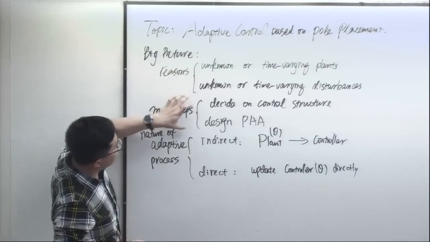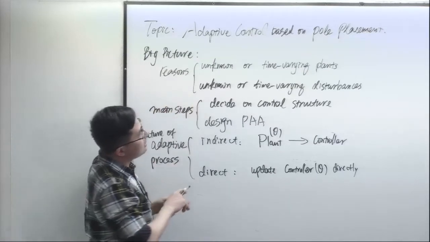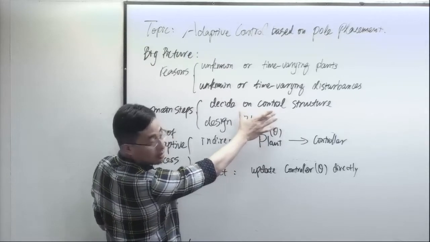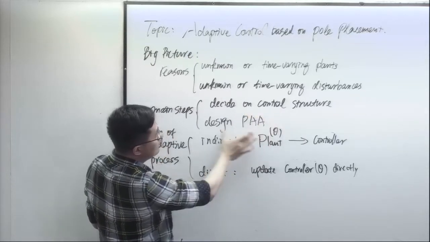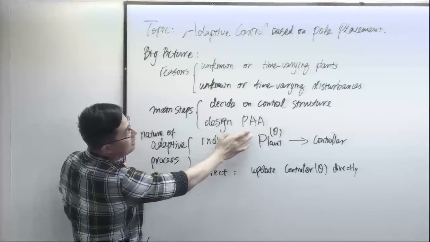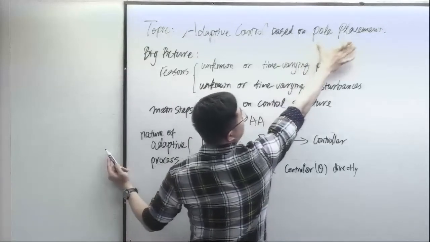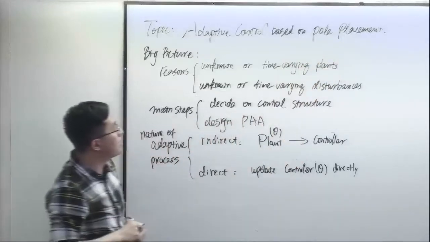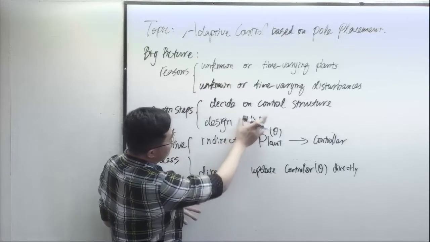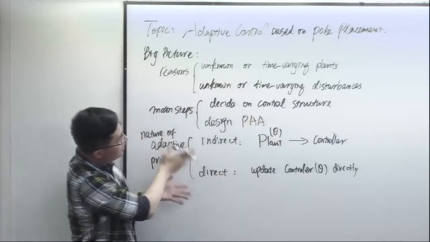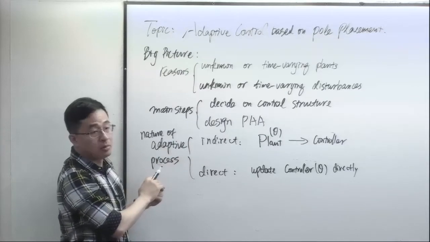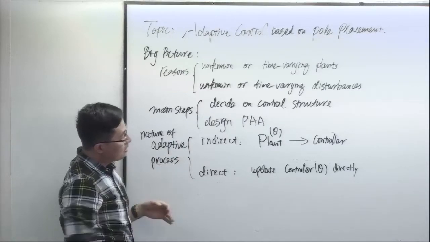And in general, there are two steps to do adaptive control. One is you need to pick a control structure first. And then based on that structure, design your adaptation algorithm. So here, our structure today will be on pole placement. And then after you design the structure, there will be, again, two different general scopes to do adaptive control.